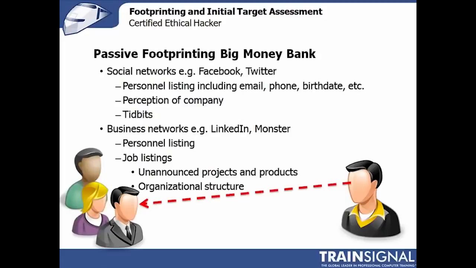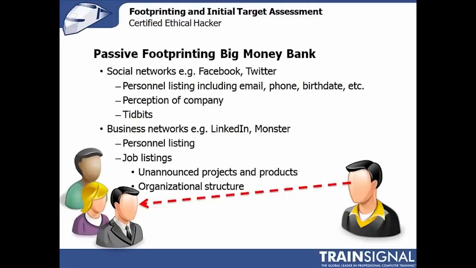Continuing the passive footprinting approach, we want to take a look at who's working at Big Money Bank. So the easiest way to do this is go up on Facebook or on Twitter, LinkedIn, Monster, and so forth, and start looking for Big Money Bank. You're looking for employees. You're looking for relatives of employees. You're looking for people of interest there. All kinds of great information.